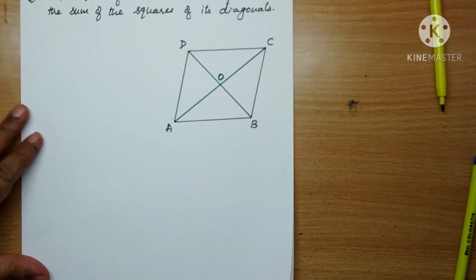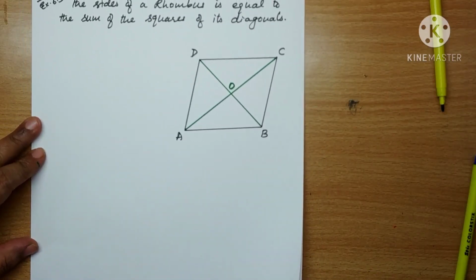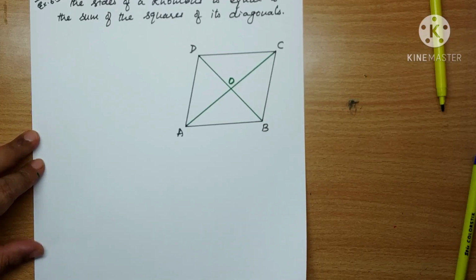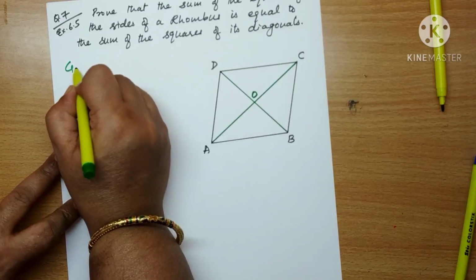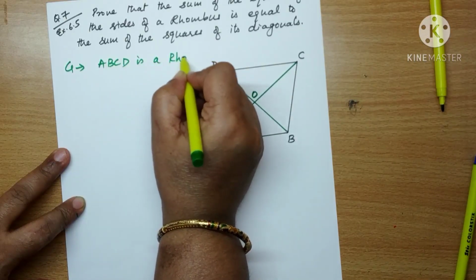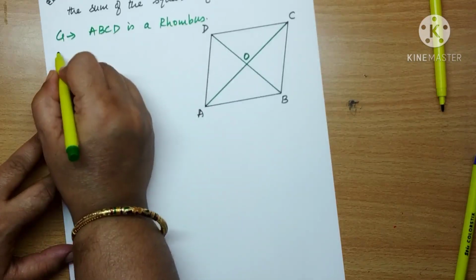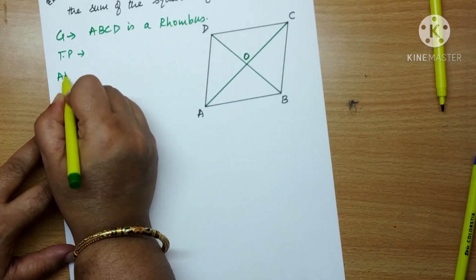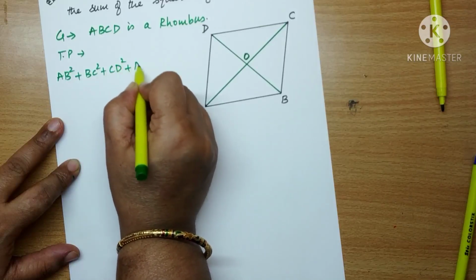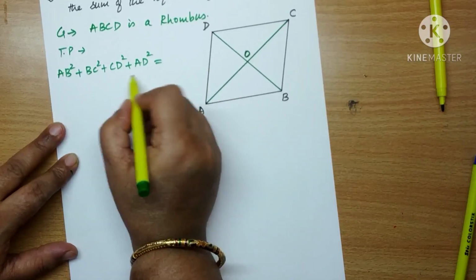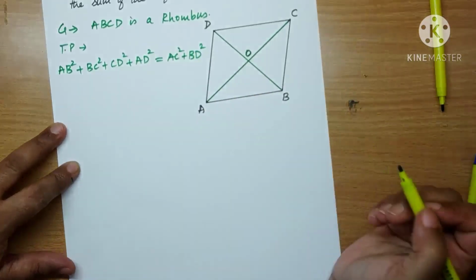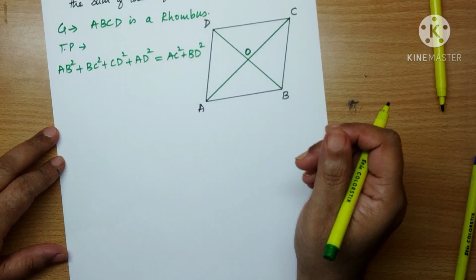Next, 7th question. Prove that the sum of the squares of the sides of a rhombus is equal to the sum of the squares of its diagonals. So actually what is given in the question? ABCD is a rhombus. And what do we need to prove? Sum of the squares of the sides, AB square plus BC square plus CD square plus AD square, is equal to the sum of the squares of its diagonals, AC square plus BD square. Diagonals are these. So actually we have to prove this.